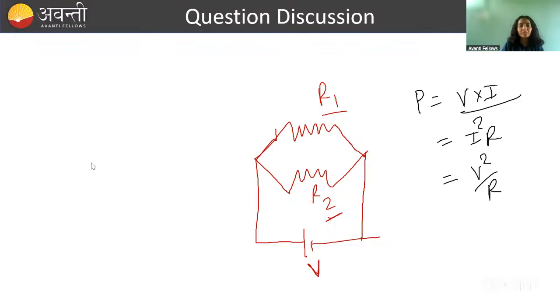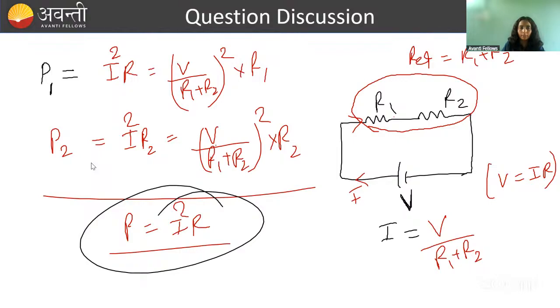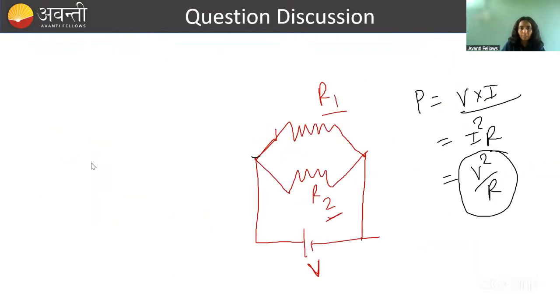So whenever resistors are in parallel combination and you are asked to calculate power across resistors, you should be using this formula. For series, I used the I square R formula. Okay. So here you can see across this, the potential difference maintained is how much? It is V, same as the battery.